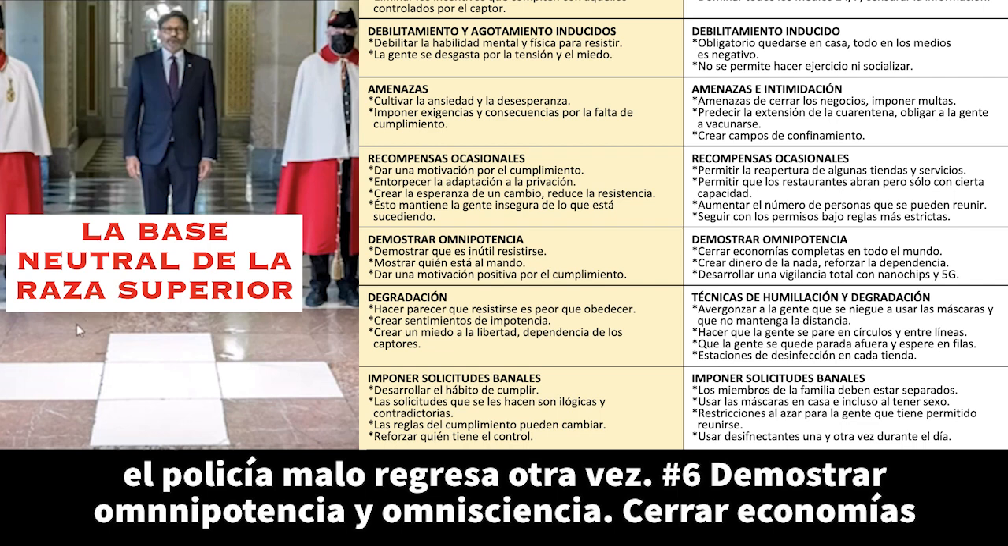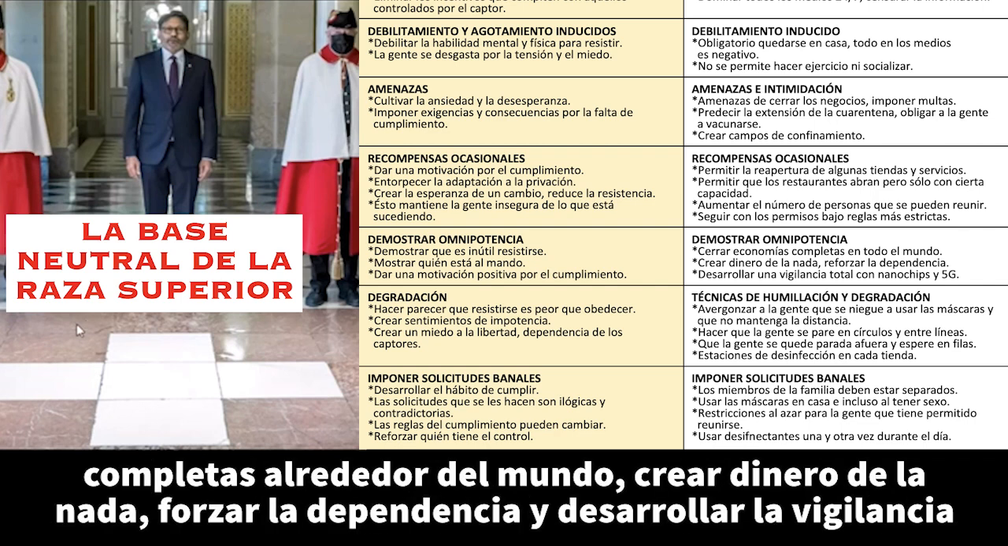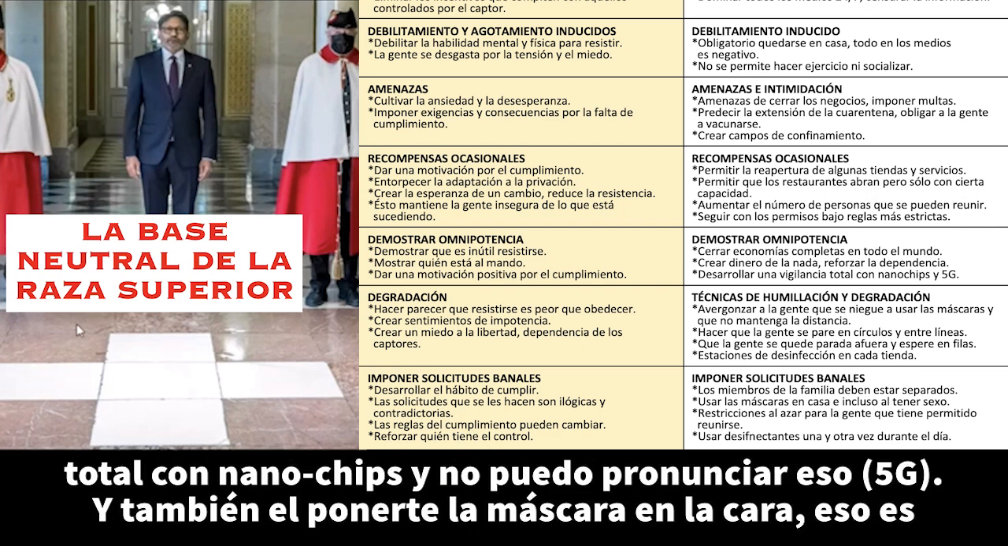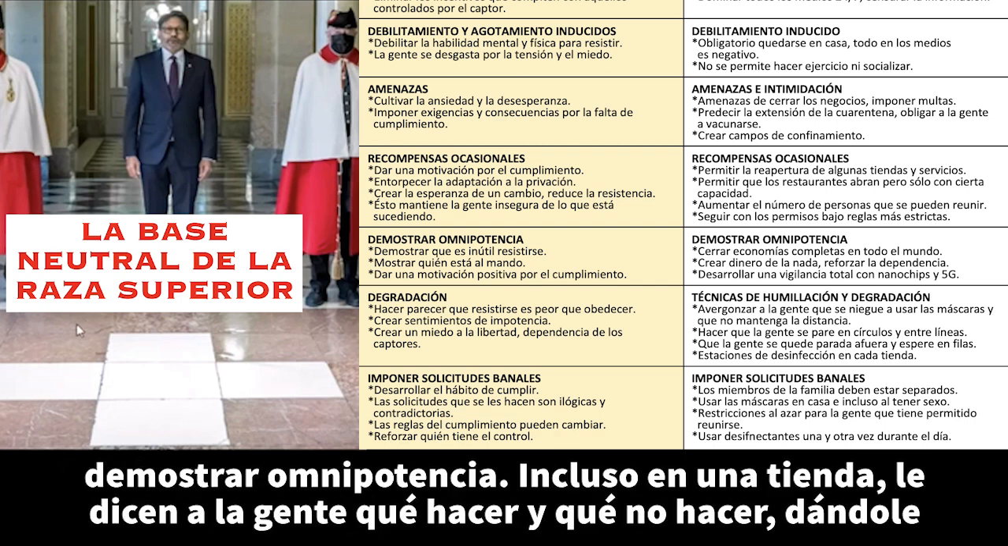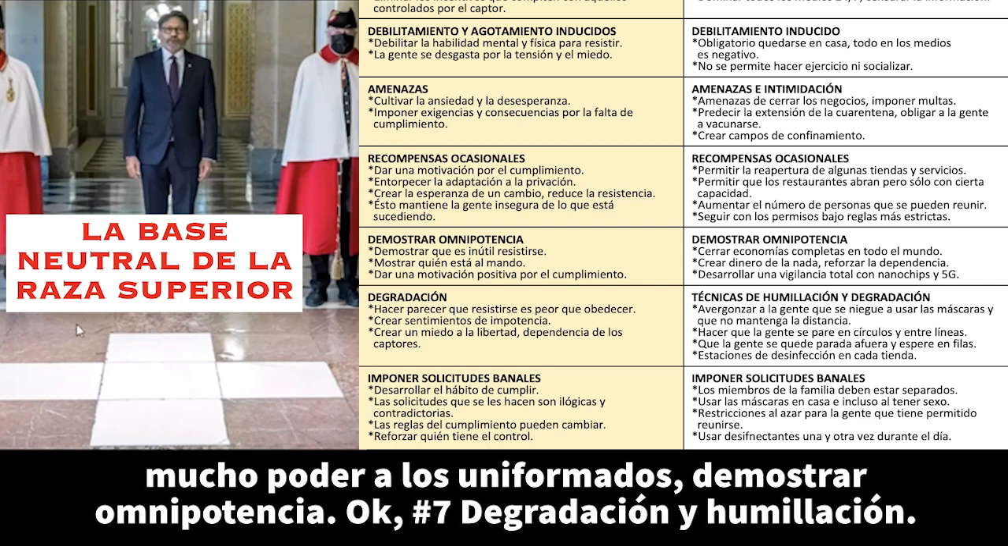Number 6, demonstrate omnipotence and omniscience. Shut down entire economies across the world, create money out of nowhere, force dependency, and develop total surveillance with nanochips. You know, and also put the thing on your face. That's demonstrating omnipotence. Even in a shop, people are telling you what to do and what not to do, and giving a lot of power to the uniformed ones. Demonstrate omnipotence.